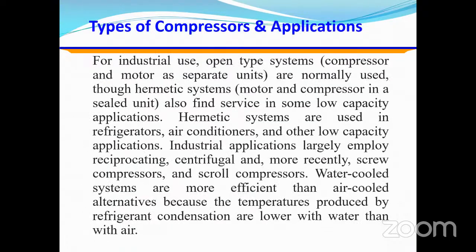Then types of compressors and applications. For industrial use, open type systems, where compressor and motor are separate units, are normally used. For domestic purposes, we are using the hermetic system. The hermetic system, with motor and compressor in a sealed unit, also finds service in some low capacity applications. Hermetic systems are used in refrigerators, air conditioners, and other low capacity applications. Industrial applications largely employ reciprocating compressors, centrifugal compressors, and more recently screw compressors and scroll compressors.